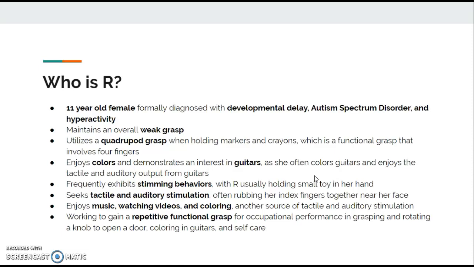She also enjoys colors and demonstrates an interest in guitars, as she often colors guitars and enjoys the tactile and auditory output from them. She frequently exhibits stimming behaviors, with R usually holding a small toy in her hand. She often seeks tactile and auditory stimulation, rubbing her index finger together near her face. Additionally, she enjoys music, watching videos, and coloring, another source of tactile and auditory stimulation.